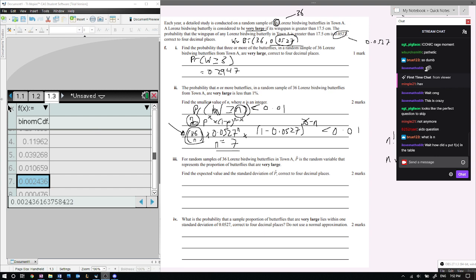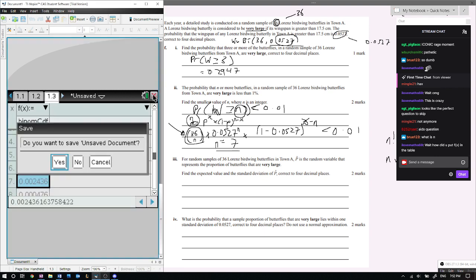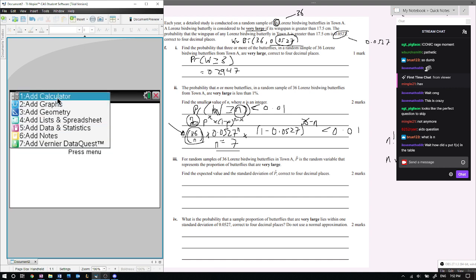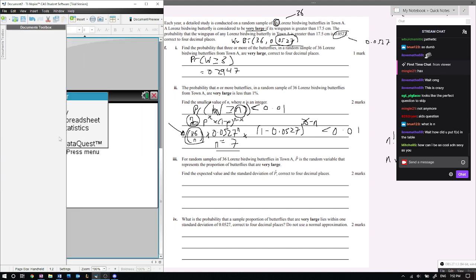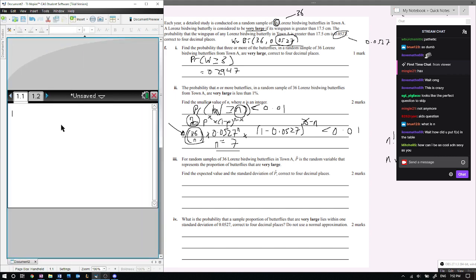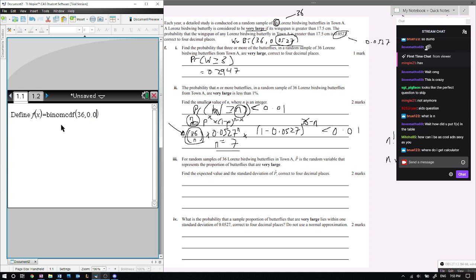Oh, okay. So how did I put f of x in the table? Of course. Let me delete everything, and I'll show you again. I'd first define my f of x as equal to binomial CDF, 36, 0.0527, with x as my unknown, with x as my lower bound, because that's where the lower bound goes, and my lower bound is unknown, so x is my lower bound and 36 is my upper bound. So I define that as f of x.